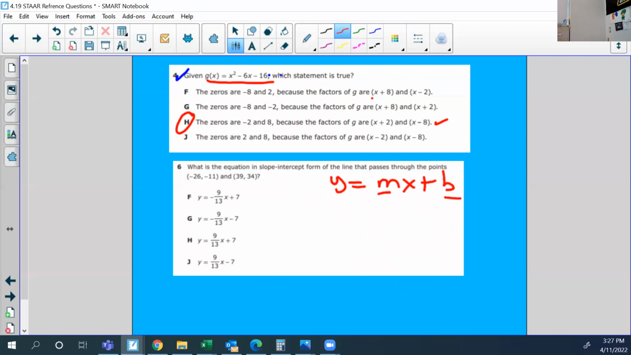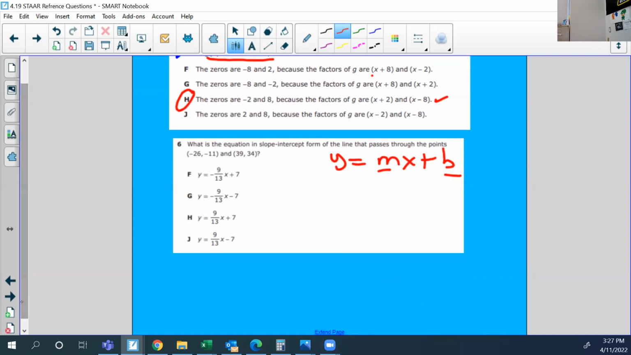So the first thing I'm going to do is find my slope. And so that's going to be m is equal to y2 minus y1 over x2 minus x1. So my y, just pick any one. My y2 is 34. This is my x2. This is my y1, and that's my x1.